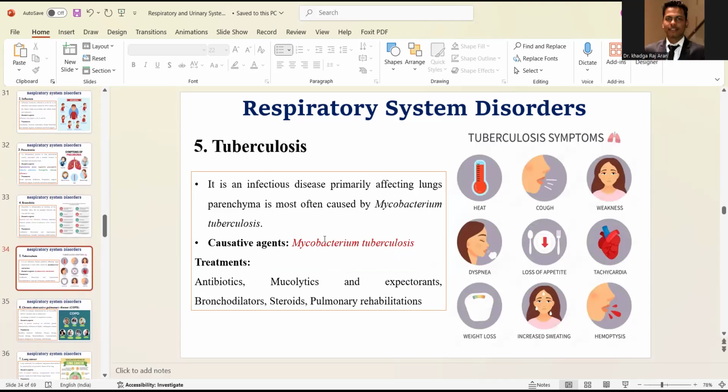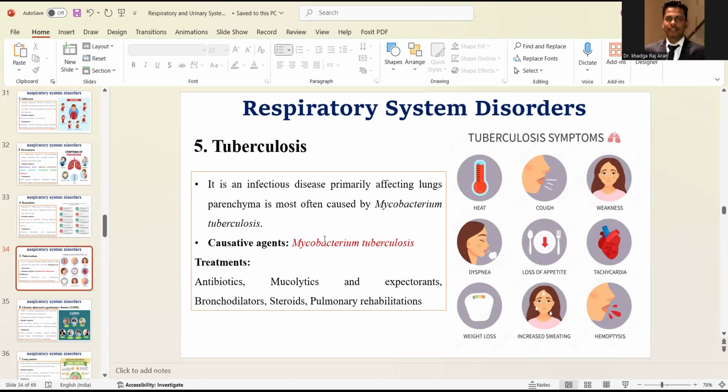Next, the respiratory disorder is tuberculosis. Tuberculosis affects a large number of the population in India and surrounding countries, and it primarily affects the lungs. Tuberculosis can be divided into two types: primary or pulmonary tuberculosis, and the second is extra-pulmonary tuberculosis, and it is caused by the gram positive bacteria known as Mycobacterium tuberculosis.